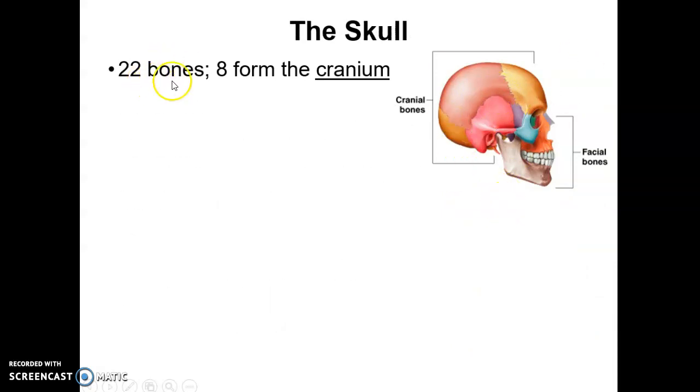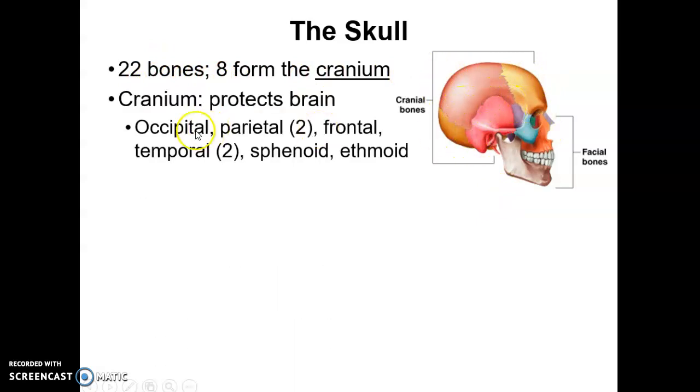So 22 bones in total, 8 form the cranium, which houses the brain. We have the occipital bone posteriorly, essentially, here in orange. Two parietal bones, a right and a left. One frontal bone, here in gold. Two temporal bones in pink. A sphenoid, which we can see in purple, which spans across the skull to the other side. It's a very irregular shaped bone. And then an ethmoid, which we can barely see here in green, buried within the skull.